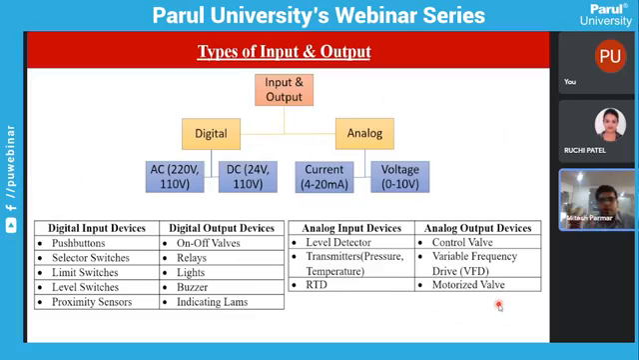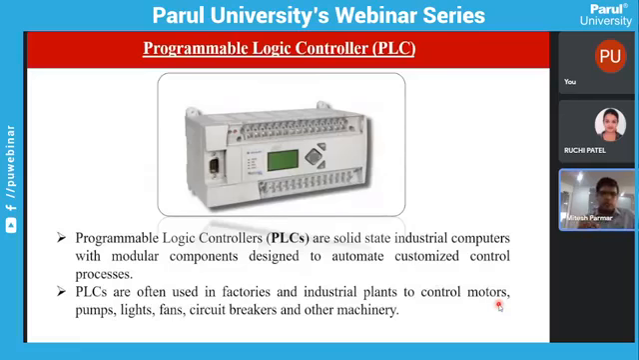So these will be interfaced with the PLC as well as DCS, and after your user program, that process will be done. Now we'll discuss the main part, the programmable logic controller, PLC. So it will look like this. You have one image of a PLC. So basically it is a solid state industrial computer with modular components designed to automate your process as well as your customized plant. So as per your requirements, you can make a program and interface the field instruments with the PLC, and it will do the automation processes. So basically PLCs are often used in factories as well as industrial plants to control different output devices that we have discussed already, like motor, pump, light, fan, circuit breakers, and all other machinery.